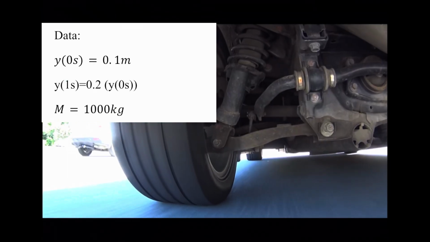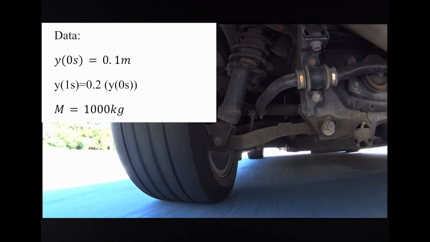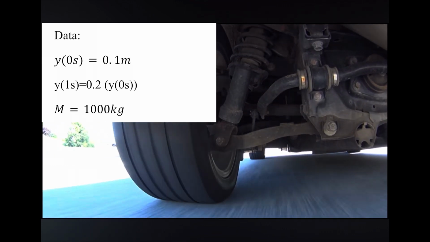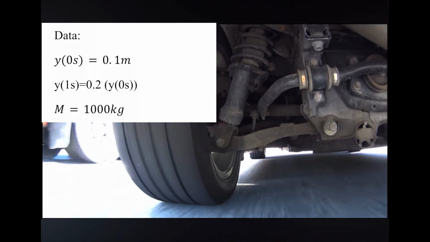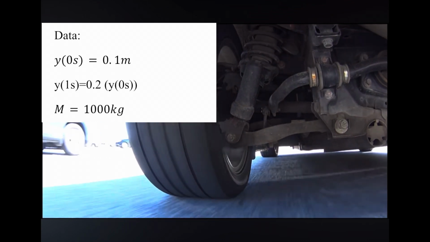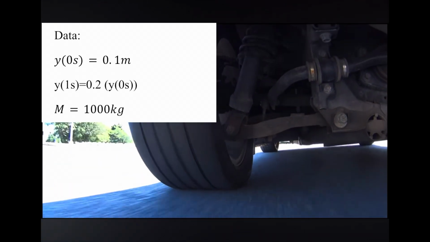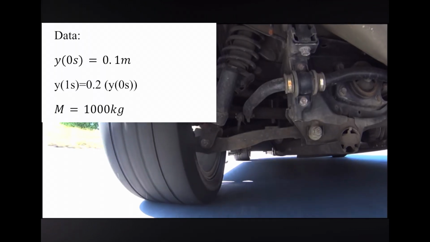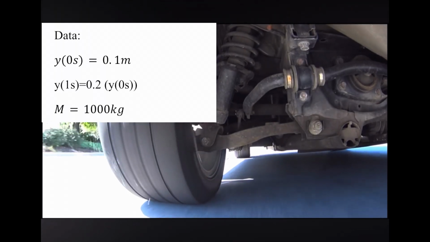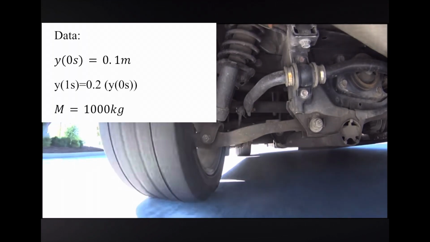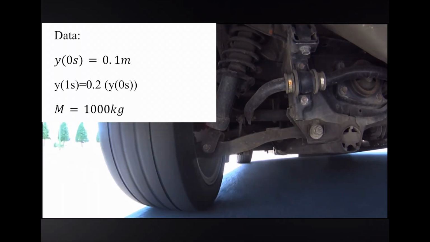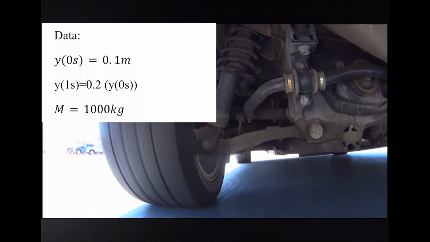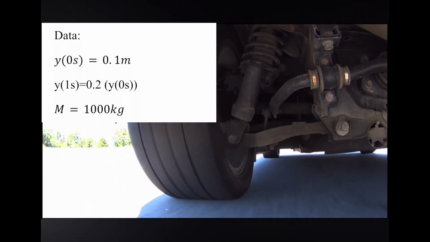For this problem, we are asked to find the B and K constants for a car that weighs around 1000 kilograms and has an oscillation period of about 1 second. The problem mentions that at time equals 0 seconds, the displacement is about 0.1 meter, and that it has to have a reduction at time equals 1 second of about 80%. So, at time equals 1 second, the displacement must be 0.2 of the original value.